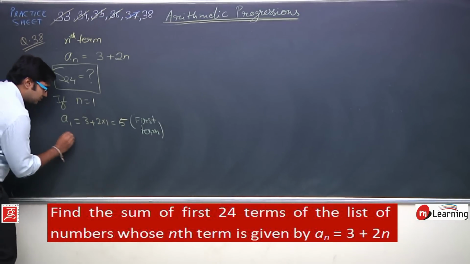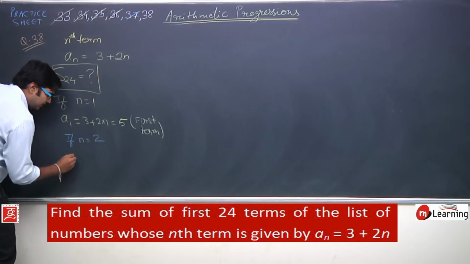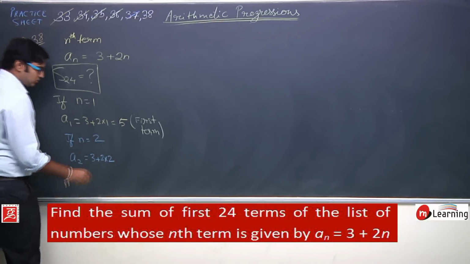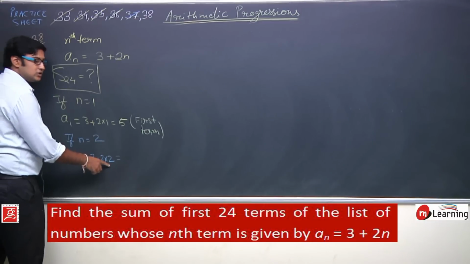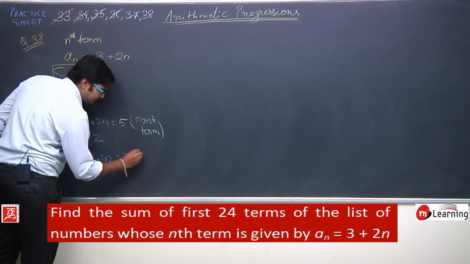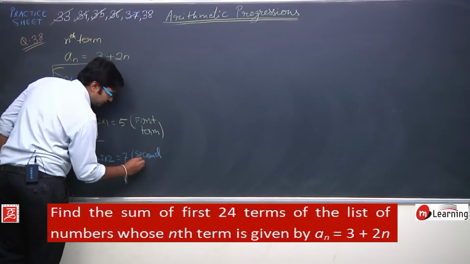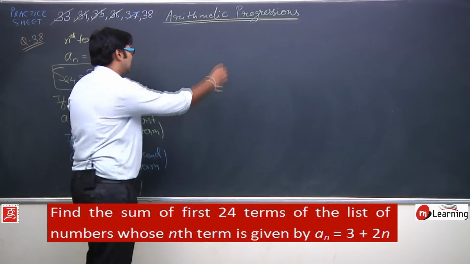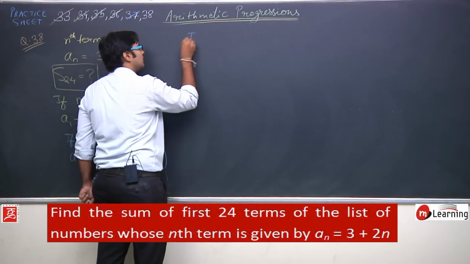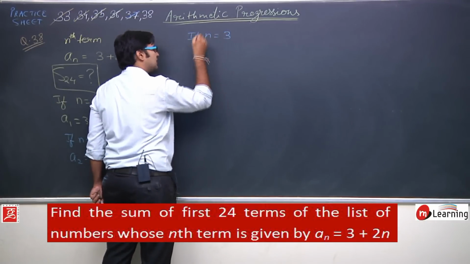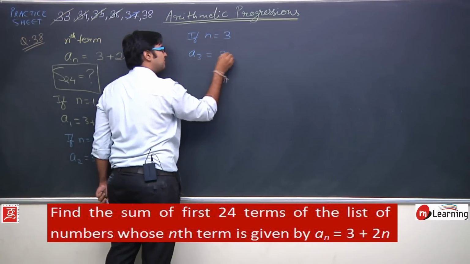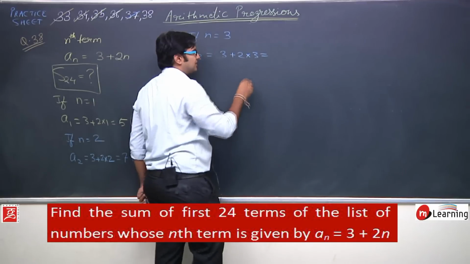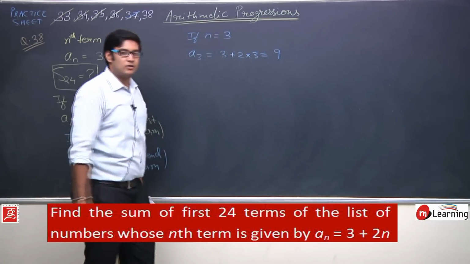If I take n = 2, then a2 will be 3 + 2 into 2. 2 into 2 is 4, so 3 + 4 is 7. So this will be the second term of this AP. Then what will be the third term? If n = 3, I will get a3 = 3 + 2 into 3. 2 threes are 6, so 3 + 6 is 9. So this is the third term of my AP.